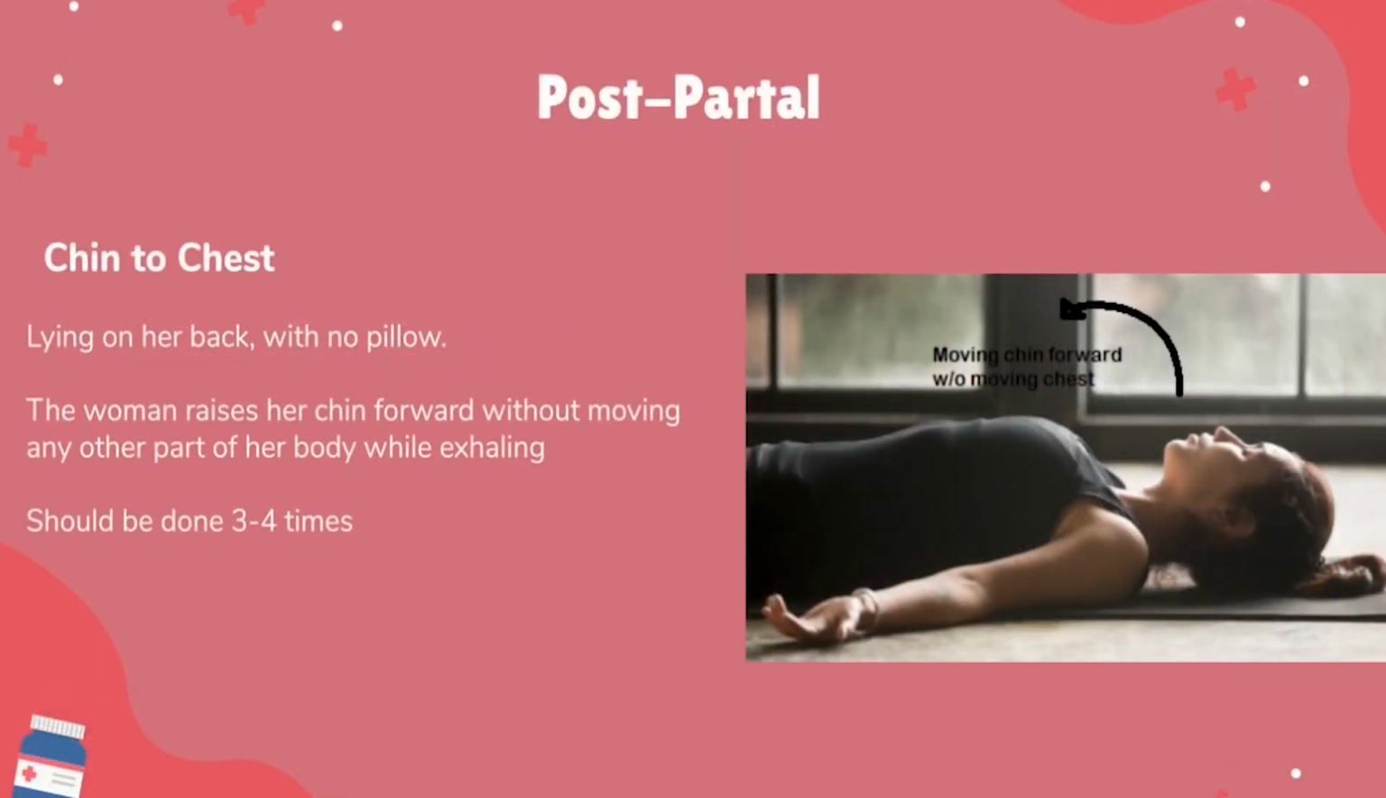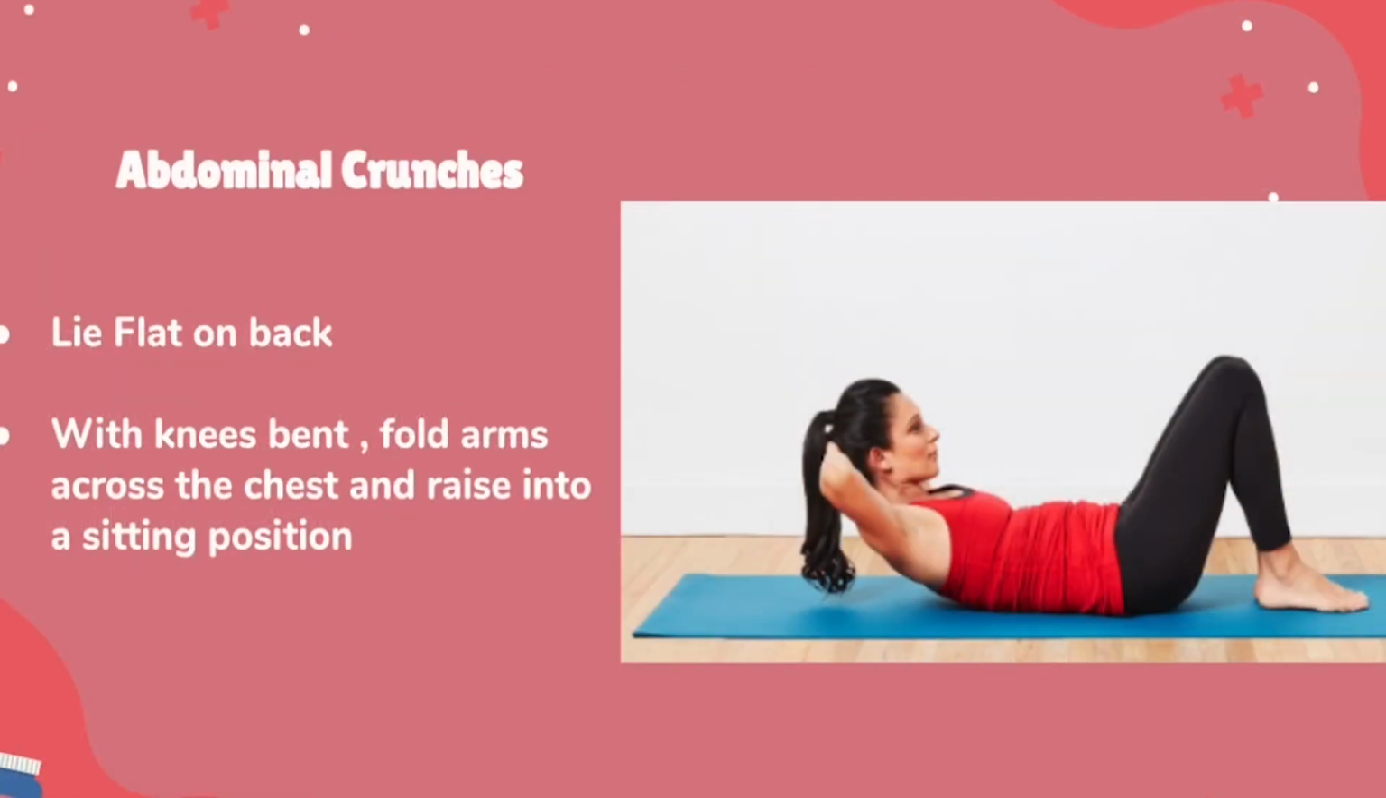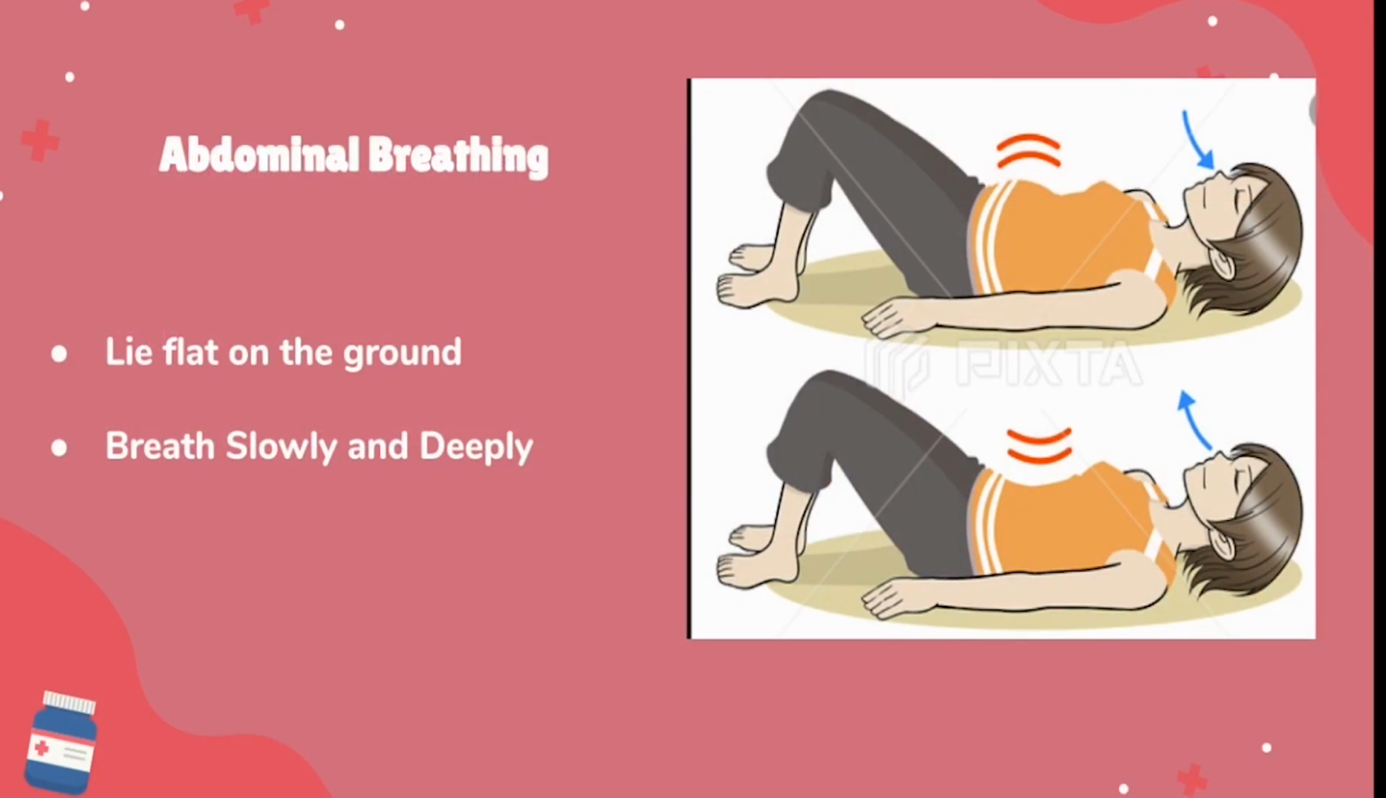For the postpartal positions, first is the chin to chest. Lying on her back with no pillow, the woman raises her chin forward without moving any other part of her body while exhaling. This should be done 3 or 4 times. Abdominal crunches: this must be done lying flat on the floor, with knees bent, with folded arms across the chest, and raised into a sitting position. Abdominal breathing: lying flat on the floor, breathe slowly and deeply.